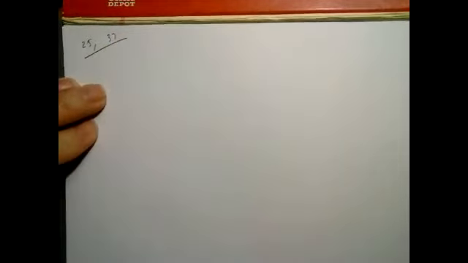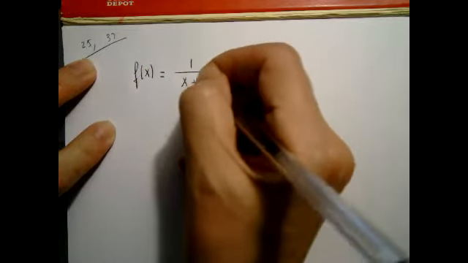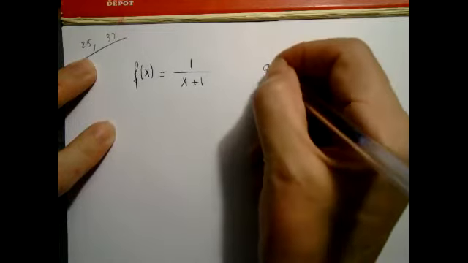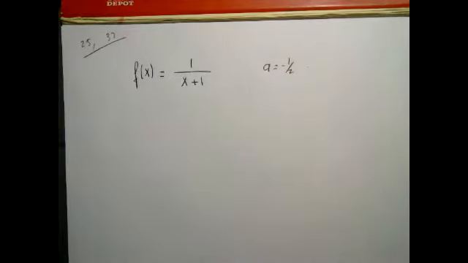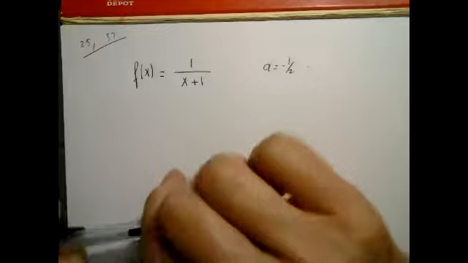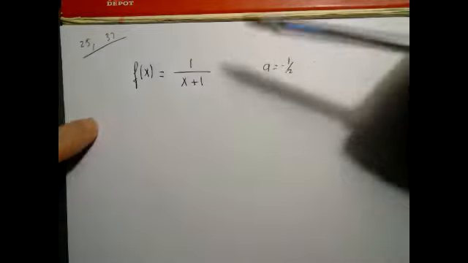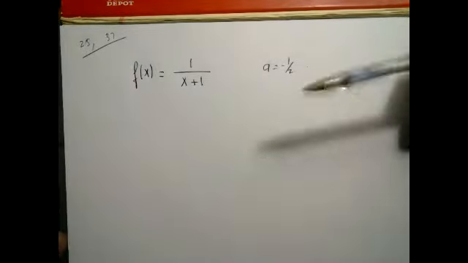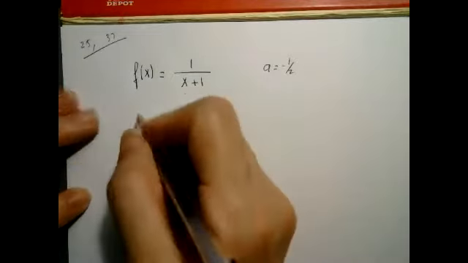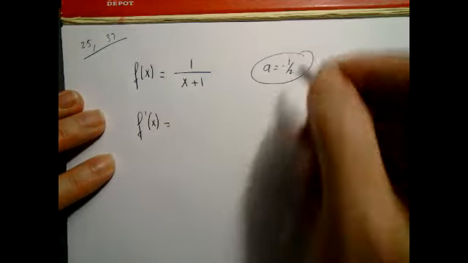We have f of x equal to one over x plus 1 and a equal to minus a half. Okay, so this is the question. We have this function, and the first question is they want us to find the derivative in general. So they don't want us to find it at a specific point because, as we said last time, they don't want us to repeat the same process over and over. So the first step is to find the derivative in general for any x, and then we zoom in at a specific point.